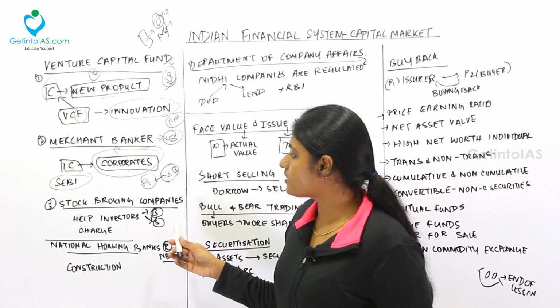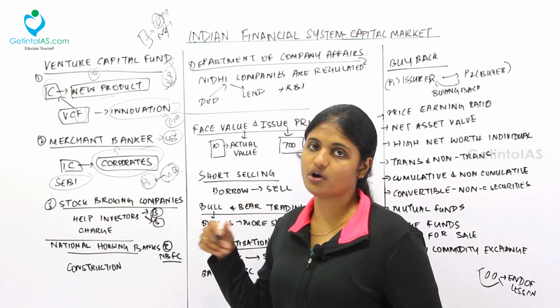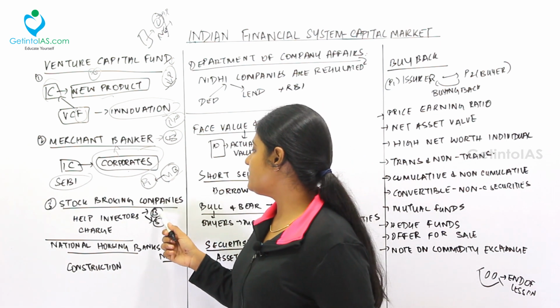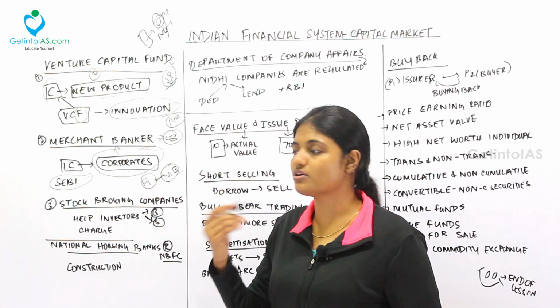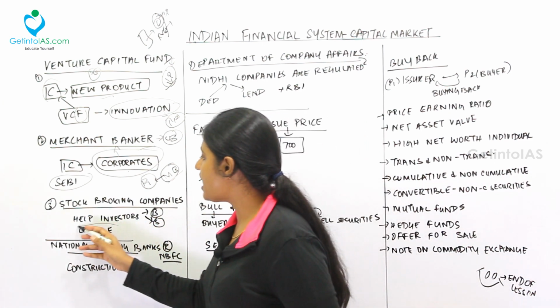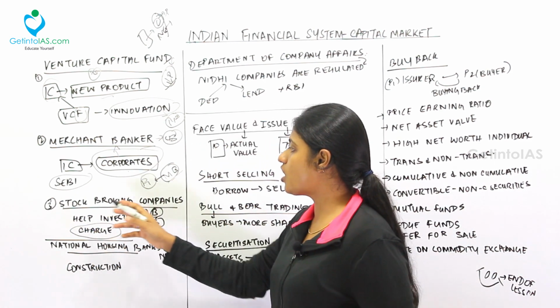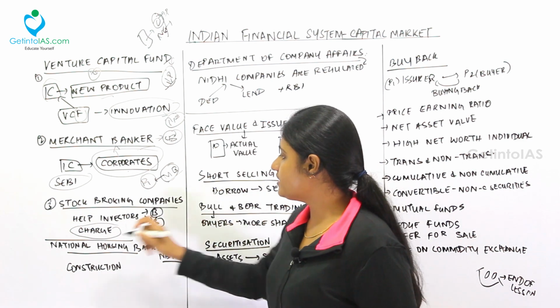Fine. Moving to the third one, stockbroking companies. We already dealt with the companies. So normally there will be a buyer and the seller. They will help the investors to buy or sell the securities and they will charge an amount for that. That is called as stockbroking companies. Okay, we already dealt with this.